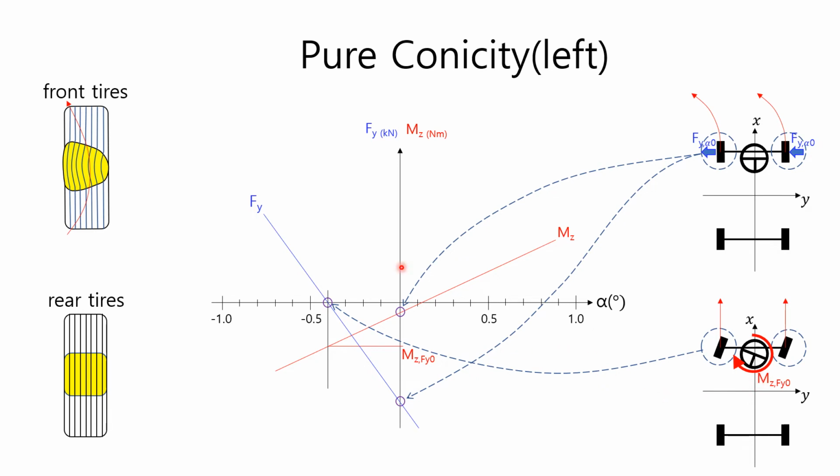Here, the side slip angle has a positive value because it is in the opposite direction to the steering angle, and at this time, the lateral force is 0, but the self-aligning moment is not 0.